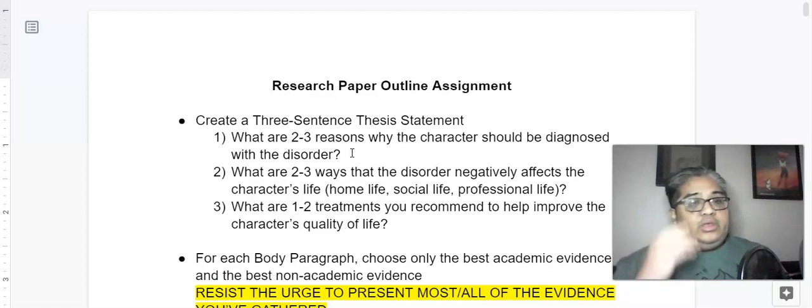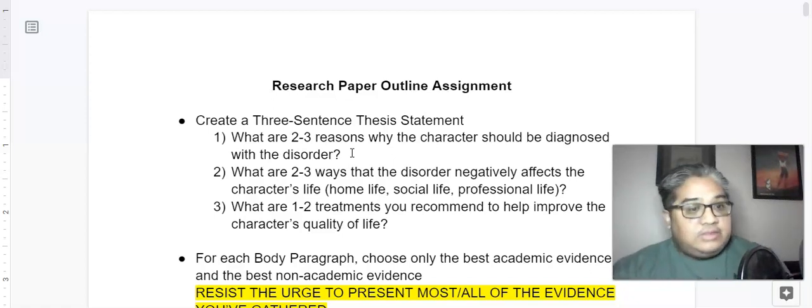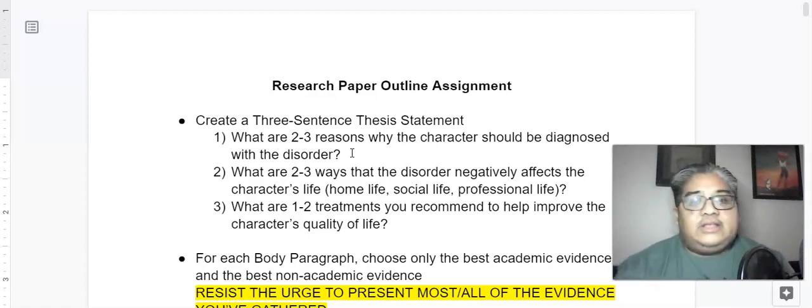Okay, so what are 2 or 3 ways that the disorder negatively affects any of those areas of the character's life? You don't have to talk about all 3 of those areas, but just any of those areas.